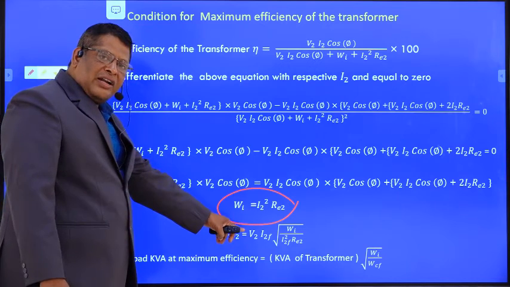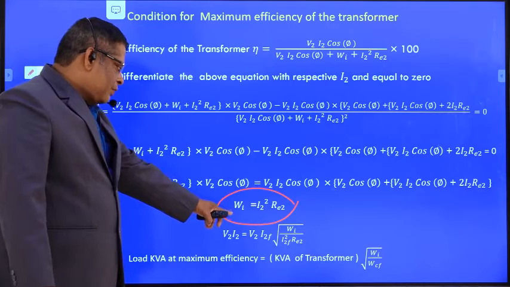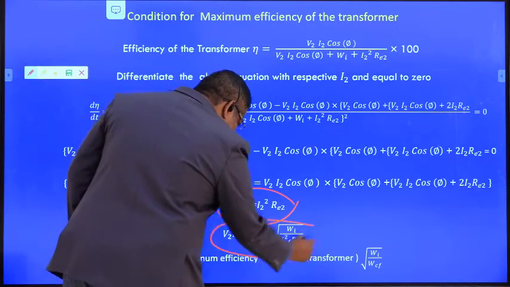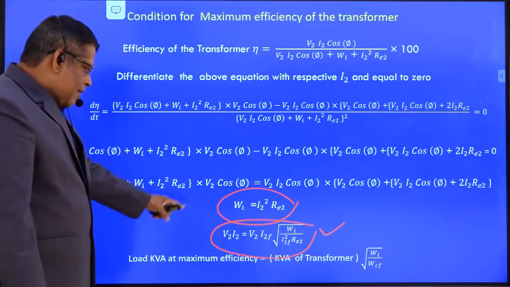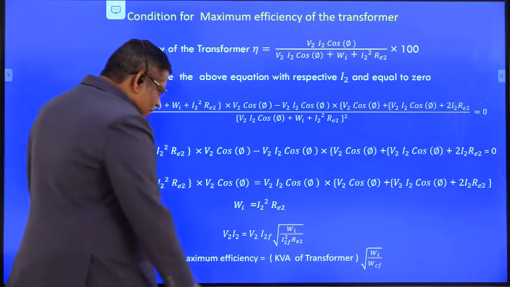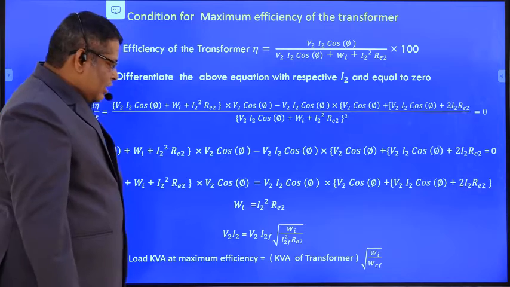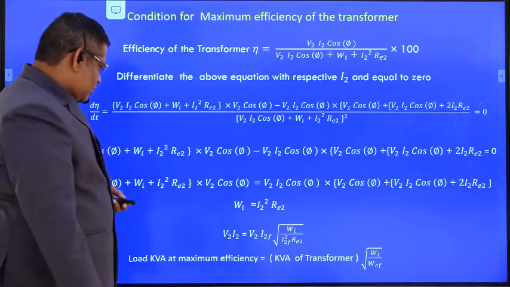First we calculate the I2, then we multiply with the numerator. We already know this; we have seen how to derive it. So load kVA at maximum efficiency equals the kVA rating of a transformer times the square root of constant losses divided by the full load copper loss.